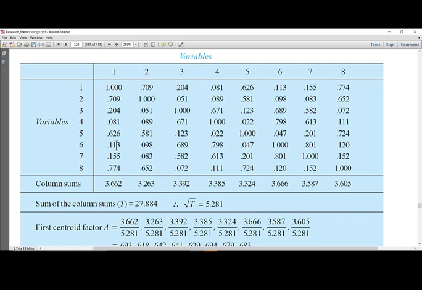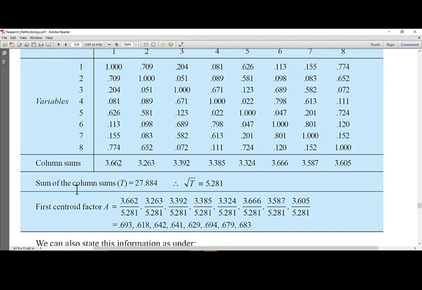That is equal to 3.662. So second column sum, third column sum 3.392, fourth column sum 3.385. Like that we have made the column summations. There are 8 variables, so here 8 summations are there. Now sum of the column sums. That means we have summed up all these column sums, and that is 27.884. Then we have taken the square root of that. That means square root of 27.884 is equal to 5.281.